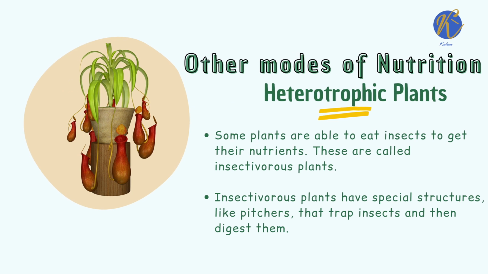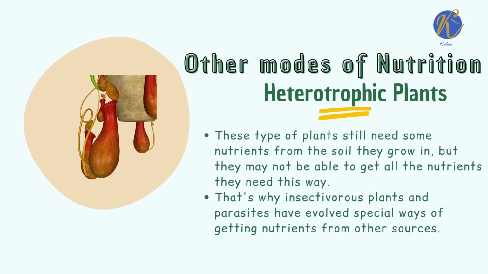Moving ahead, some plants are able to eat insects to get their nutrients. These are called insectivorous plants. Insectivorous plants have special structures, like pitchers, that trap insects and then digest them. These types of plants still need some nutrients from the soil they grow in, but they may not be able to get all the nutrients they need this way. That's why insectivorous plants and parasites have evolved special ways of getting nutrients from other sources.